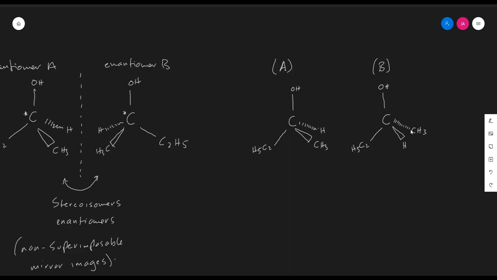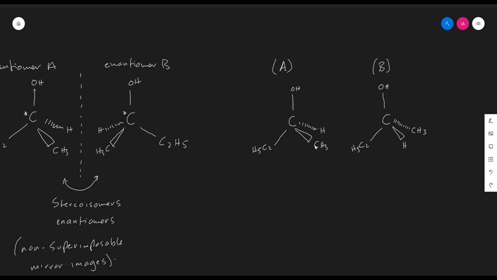But the two other groups would be in different positions. The methyl group here would superimpose with the hydrogen atom, and the hydrogen atom here would superimpose on a methyl group. Thus, these compounds, which are called enantiomers, which are mirror images of one another, are non-superimposable.